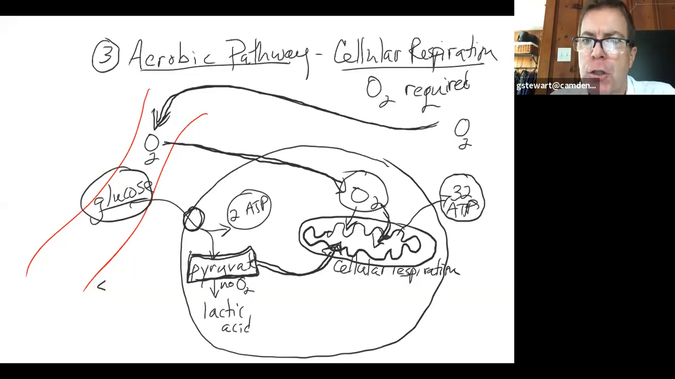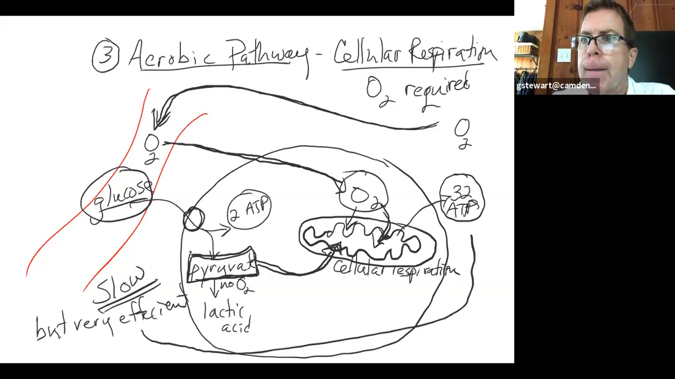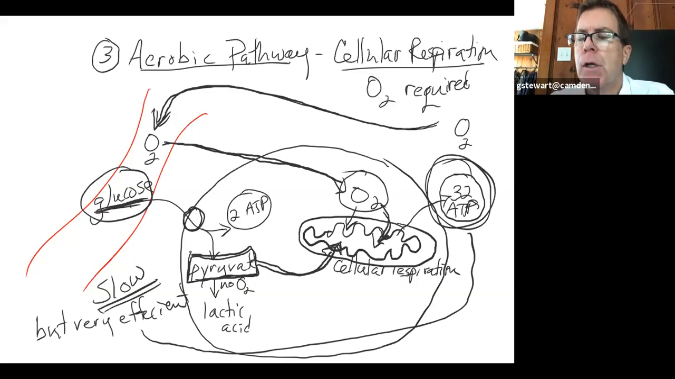So this is slow. This takes a long time to occur relative to the other reactions that happen in milliseconds. This is slow, but we say it's very efficient because it produces 32 ATP per glucose molecule. So that's how our body can keep chugging along.